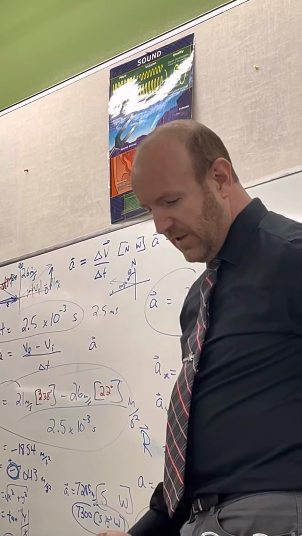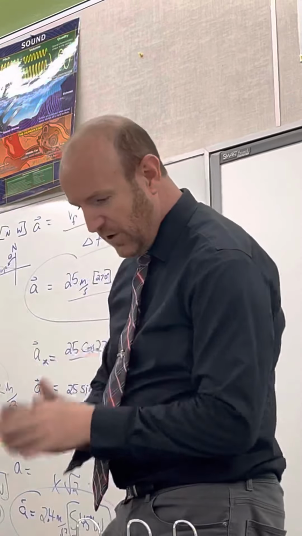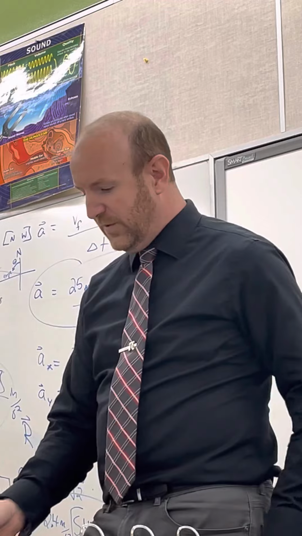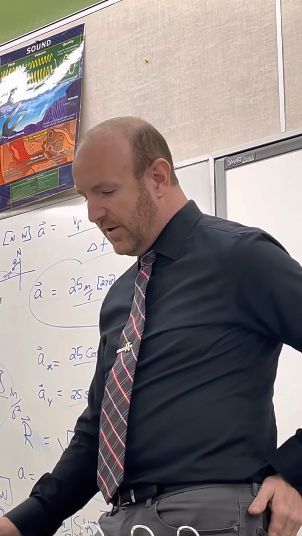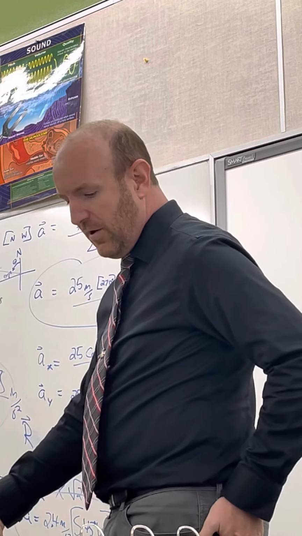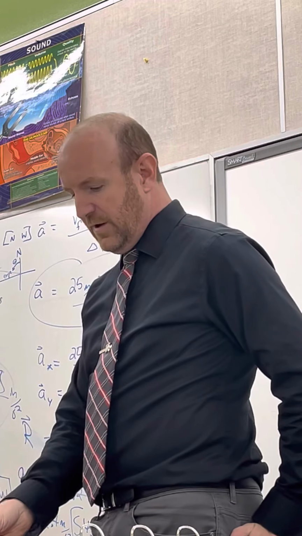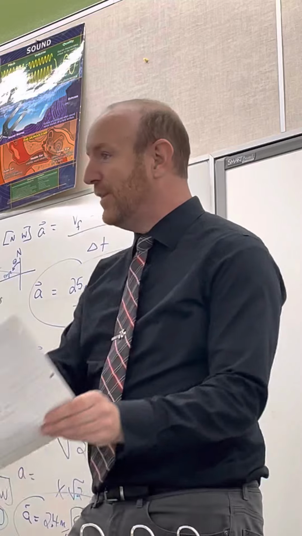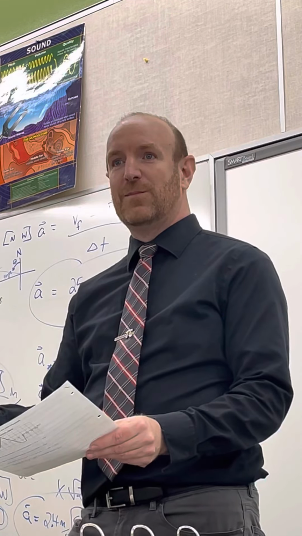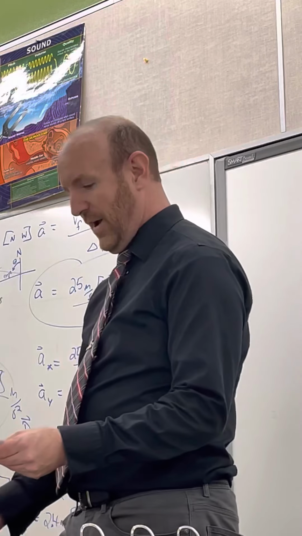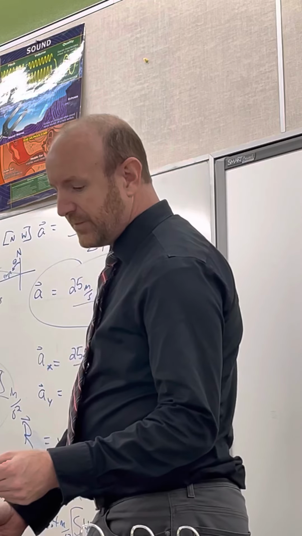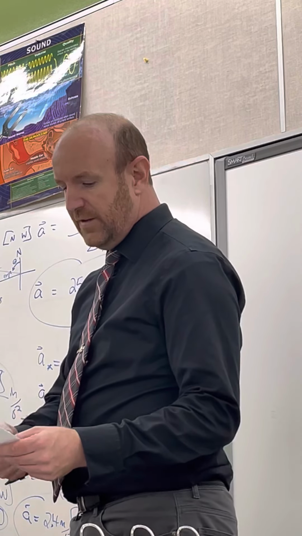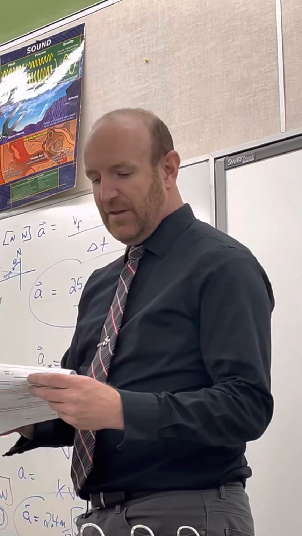Acceleration, displacement, distance, speed, velocity. The area under a position time graph. The area under a velocity time graph. The area under an acceleration time graph. The slope of a position time graph. The slope of a velocity time graph. I'm just reading the answers. You guys know what all these things mean? The slope of an acceleration time graph. Displacement, velocity, acceleration, displacement.